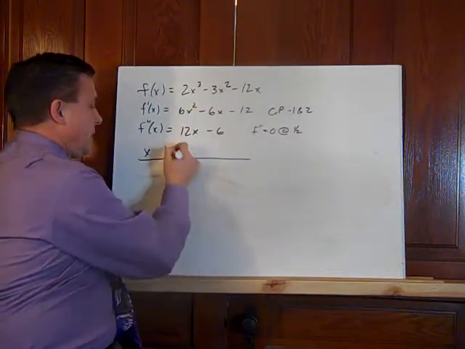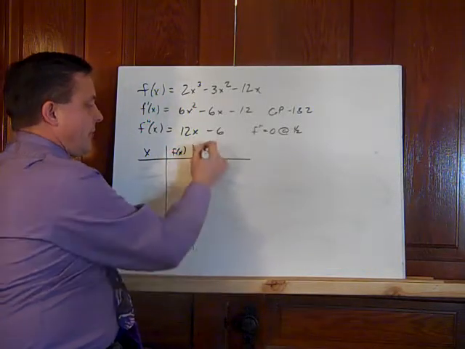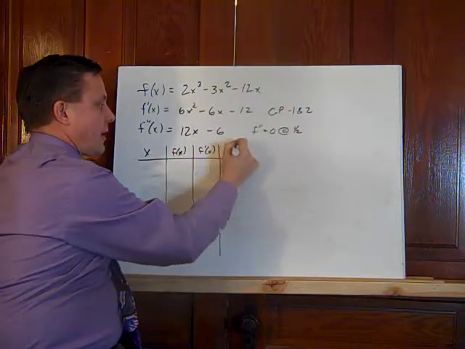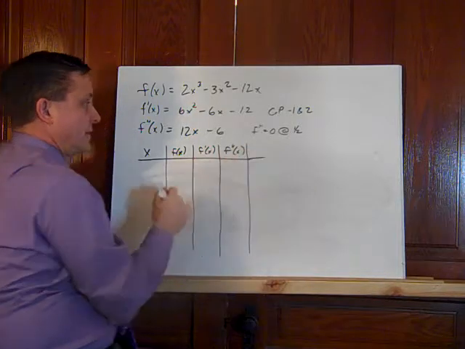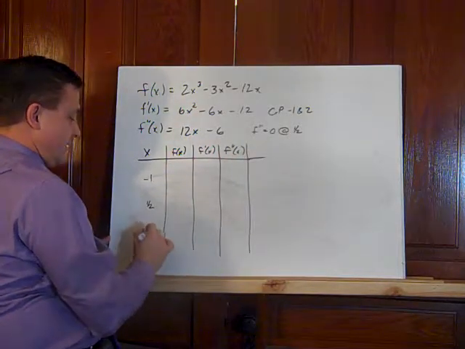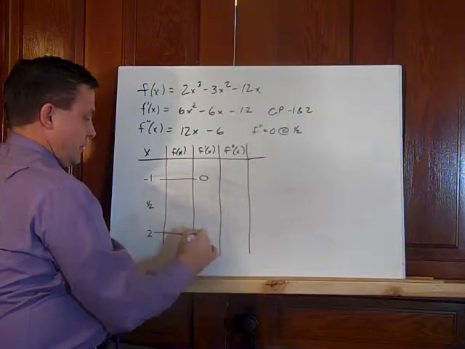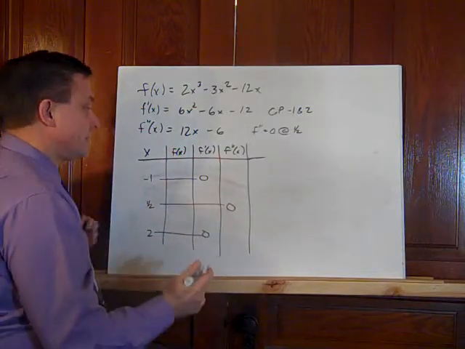Now maybe I'll leave a column for f of x, f prime, first derivative, and f prime prime. And maybe I'll make a note here of what happens. So, I have -1, 1/2, 2. I know -1 is a 0 on the first derivative. I know 1/2 is a 0 on the second.